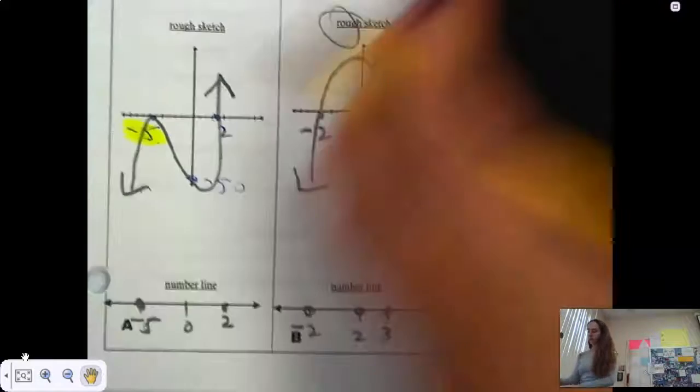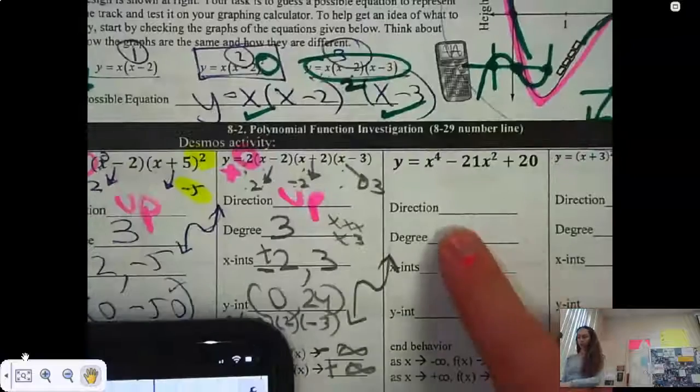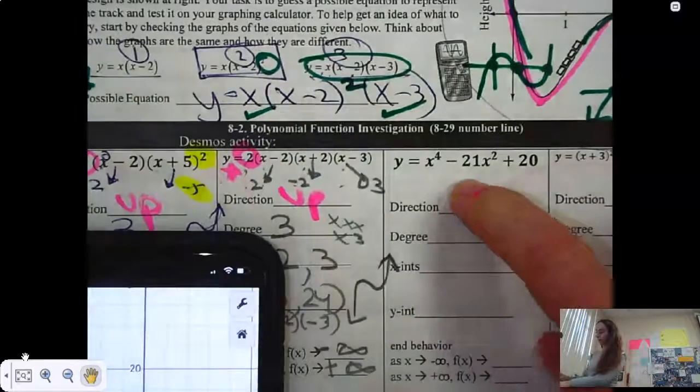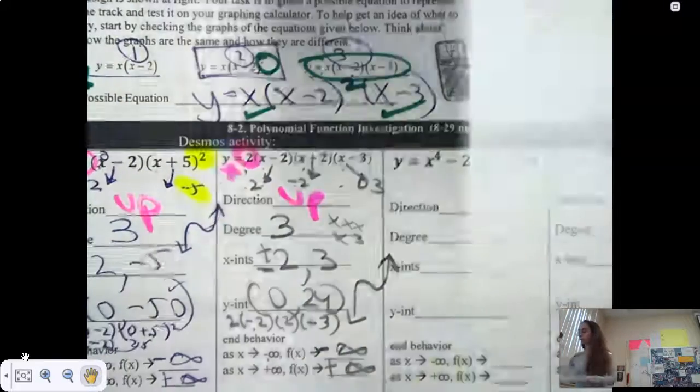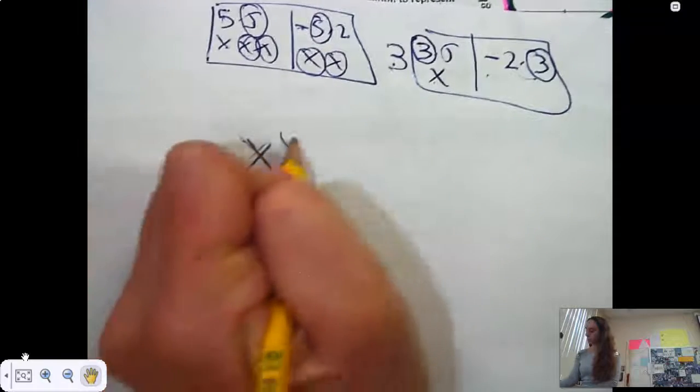Sorry. Next one. This one, I didn't factor it. So if you look here, this one isn't factored. So I could factor it myself. I'm going to do that right now to remind you what to do, because you need to know how to factor.